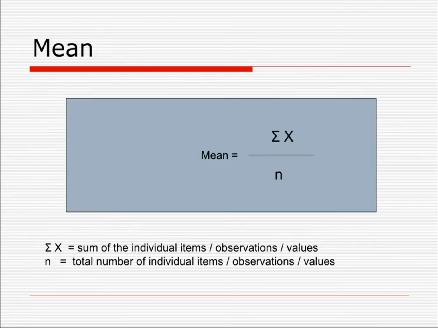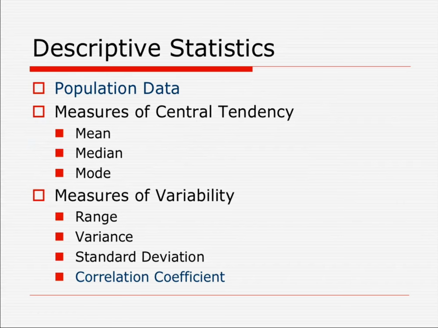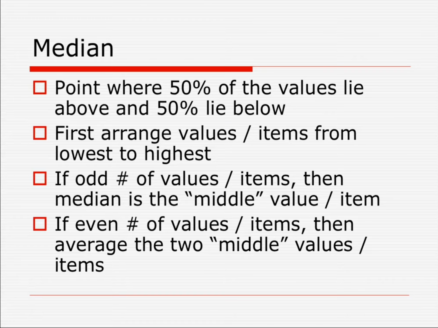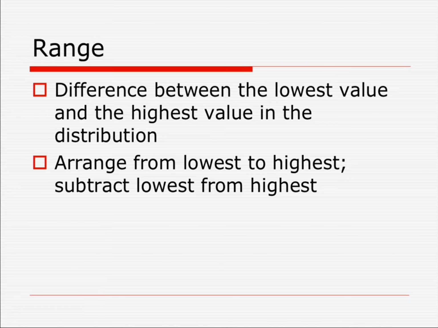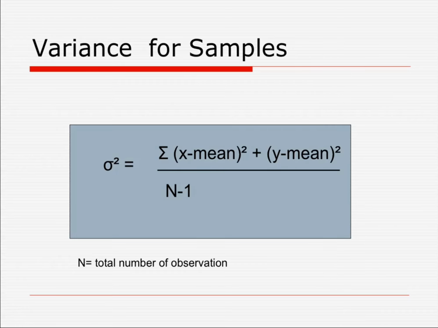Now, going back and reviewing, those are measures of central tendency. Mean, median, mode. Measures of variability are a little bit more complicated, but they many times tell us a whole lot more valuable information in drawing conclusions. So let's talk about those.